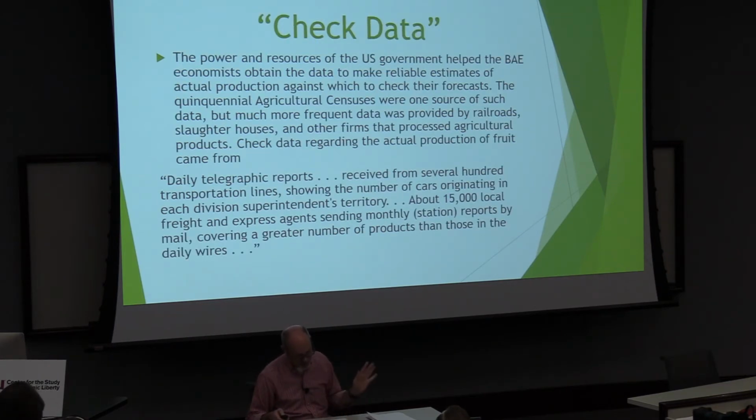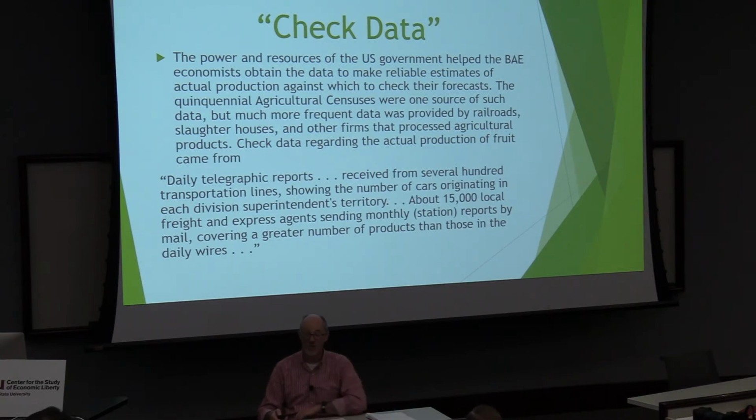Earlier, I noted a special measure of forecasting as a type of statistical inference. That is, the ability of forecasters to regularly check the quality of their forecasts and use the information to improve their methods. So the BAE economists had access to an extensive array of what they called check data. That is, estimates of the actual production of a large number of agricultural commodities to which they could compare their forecasts. So first of all, for every 5 years, the agricultural census would be conducted by the federal government, and it would provide information on the past year's production for every farm in the nation.